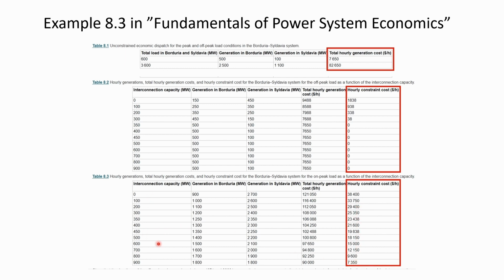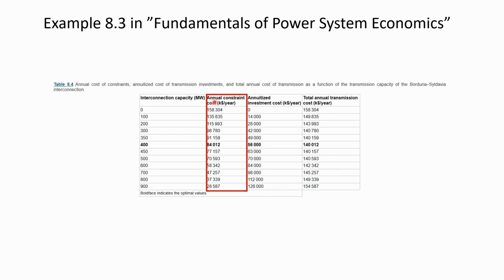After that, we multiply the constraint cost with the number of hours in off-peak and peak hours. We do that here in the next slide. This here is the yearly constraint cost for having no interconnector up to a 100 megawatt interconnector, and this here is the annualized investment cost of building such a connection.